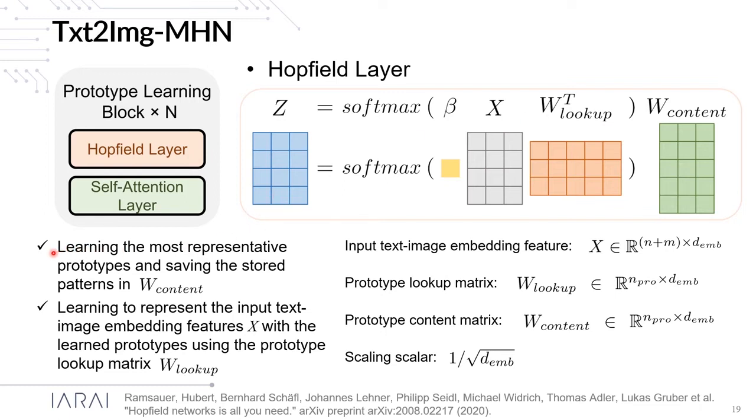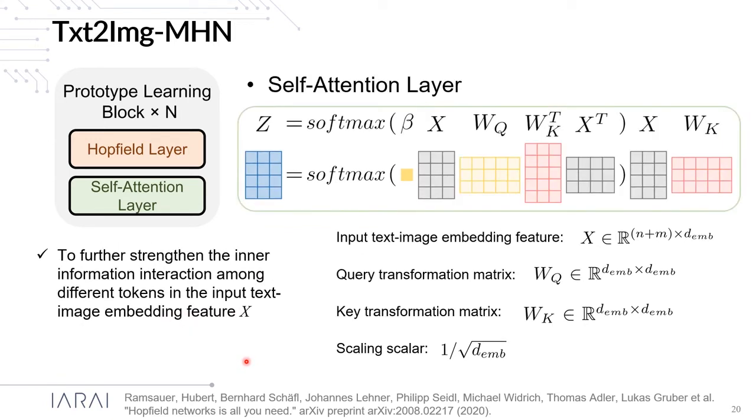And with this equation, we can achieve the prototype learning through the Hopfield layer from two different perspectives. The first one is learning the most representative prototypes and saving the stored patterns in the prototype content matrix, W content. And the second one is learning to represent the input text image embedding features with the learned prototypes using the prototype lookup matrix, W lookup. And then we will further use the self-attention layer to strengthen the inner information interaction among different tokens in the input text image embedding feature X.